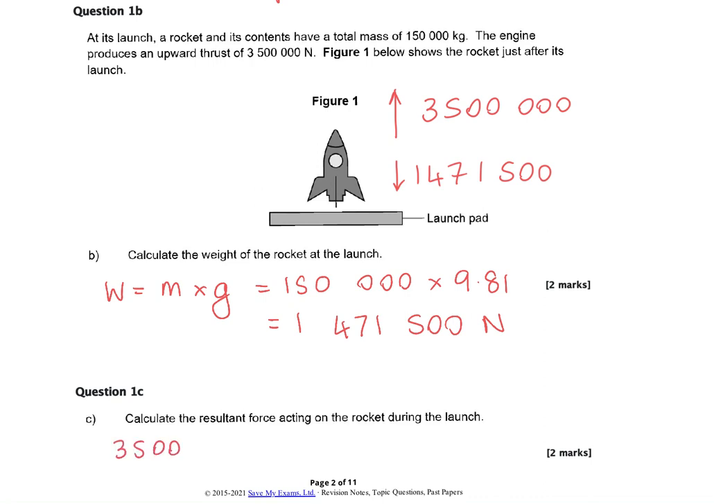So what you're going to type into your calculator is this. And the answer you're going to get is this number here. So 2,030,000 newtons.